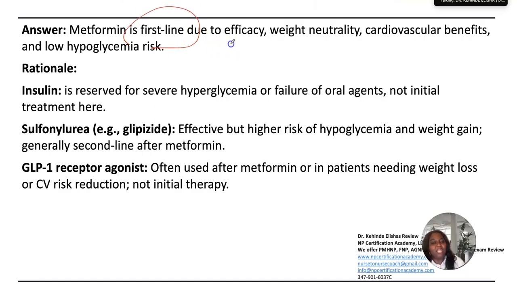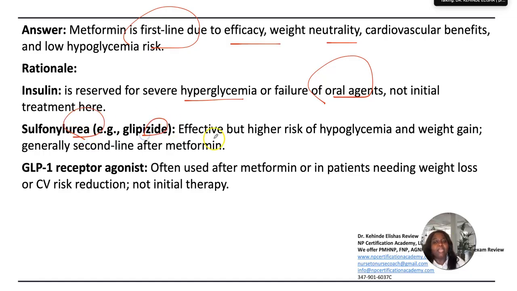Metformin is the very first line due to efficacy, weight neutrality, cardiovascular benefits, and low hypoglycemia risk. Insulin is reserved for severe hyperglycemia or failure of oral agents. So our first line for type 2 is definitely oral. Our first line for type 1 is definitely insulin. Now, when we have resistant type 2 treatment, then we go to insulin. But we don't jump right on insulin first.